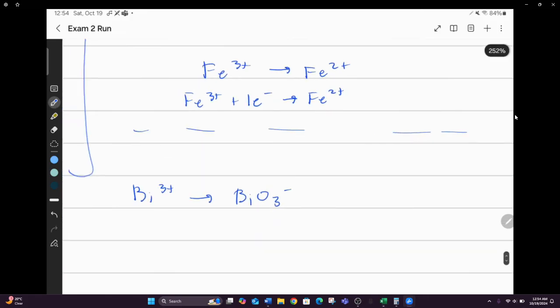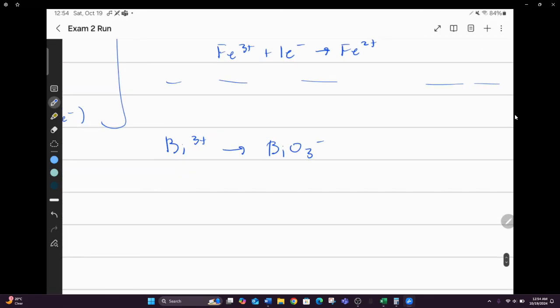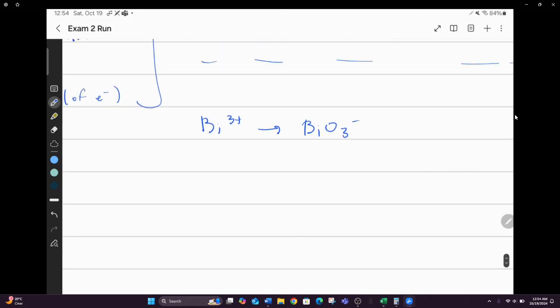First thing we're going to do is balance this, and for the first time ever, we can add stuff to this reaction. The thing is though, we can only add waters, hydrogens, and electrons. We only have oxygens here, so we're going to add waters to our left side. So Bi3+ plus 3H2O goes to BiO3-.